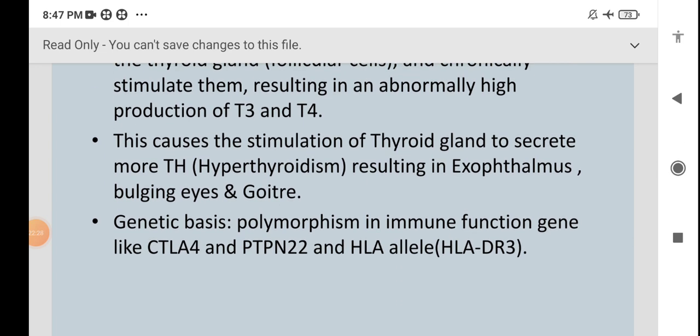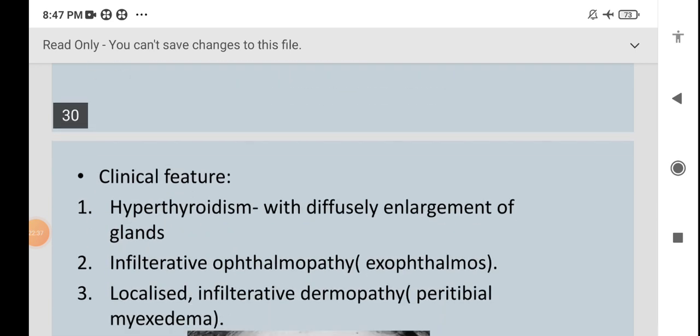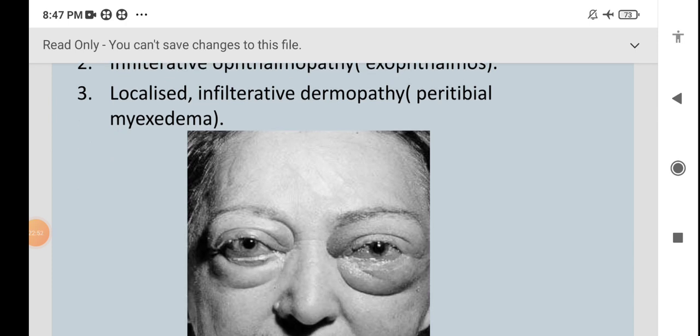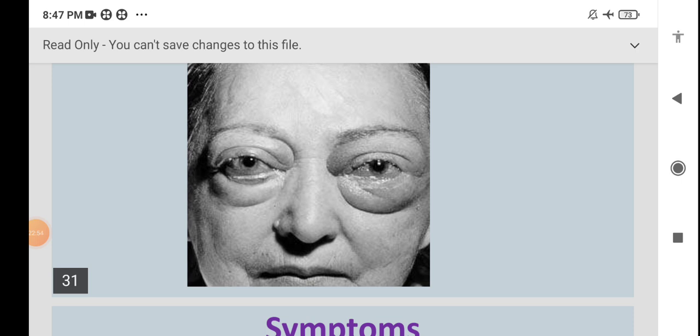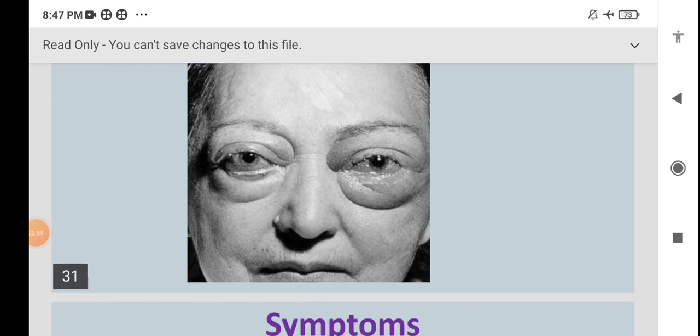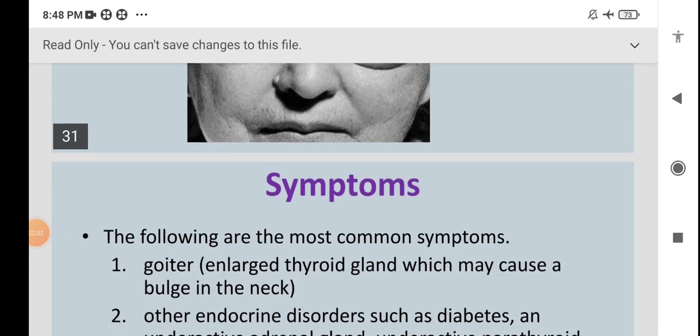Genetic basis. Polymorphism in immune function genes like CTLA4 and PTPN22 and HLA allele, that is HLA-DR3. Clinical features. Hyperthyroidism with diffuse enlargement of glands, infiltrative ophthalmopathy, that is exophthalmos, localized infiltrative dermopathy, that is pretibial myxedema. This is a classic representation. The features exophthalmos you can see there. The symptoms here.